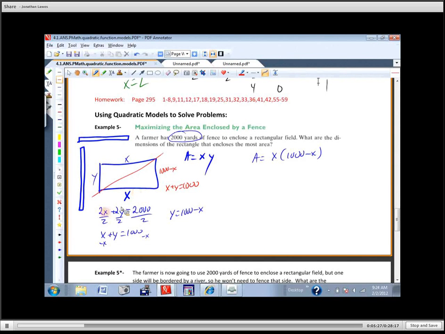So whether you do it this way, or whether you do it this way and then solve for Y, or whether you think your way directly to, hey, if these two have to add up to be 1,000, and I've already used X, this has got to be whatever is left over, so it would be 1,000 minus X.